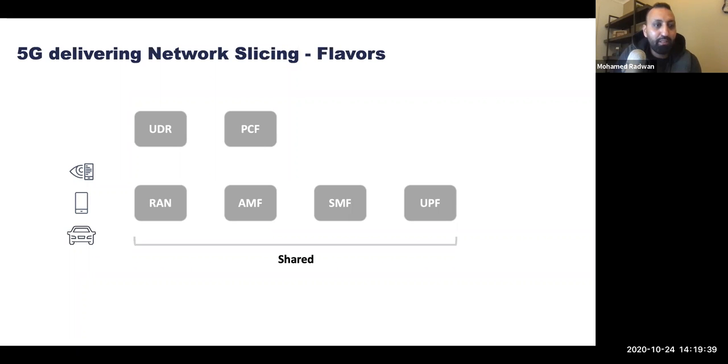And I believe you prepared a couple of options, and then at the end, we can try to do a quick comparison between the completely shared and the completely dedicated flavor.